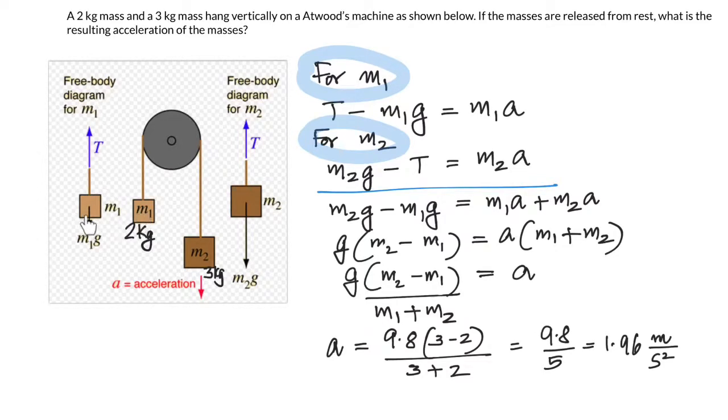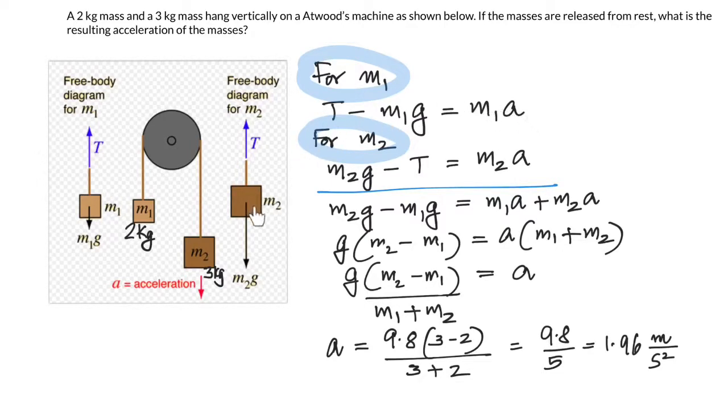First, take a look at mass M1. You have its weight acting vertically down, which is M1G, and you have the tension in the string, which is T. Which one of these two is bigger? Of course, it's T. Why? Because this object is going up. So when you take the net force, you're going to take the bigger force, T minus M1G, is equal to M1A. That's Newton's second law. Net force here is equal to mass times acceleration.